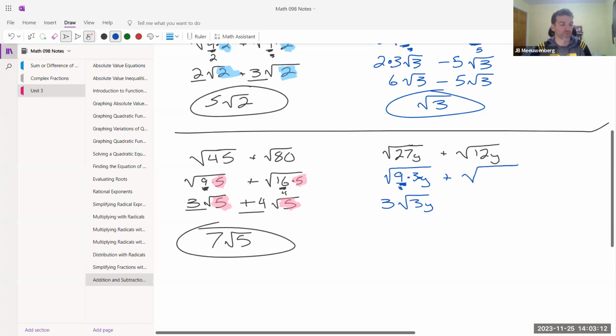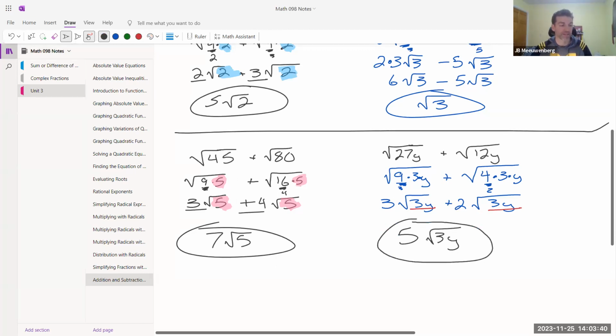Plus, well, 12 is 4 times 3 times y. 4 is the only perfect square. Bring out the 2. And 3y stays on the inside. So they are like radicands, right? They've got the same things on the inside. They just happen to have a variable. We're adding the coefficients. 3 plus 2 is 5. And again, as before, the radicand stays as it was, 5 times radical 3y.